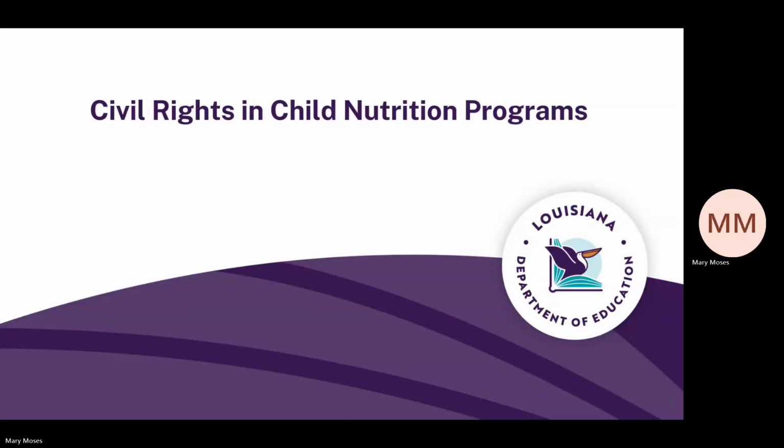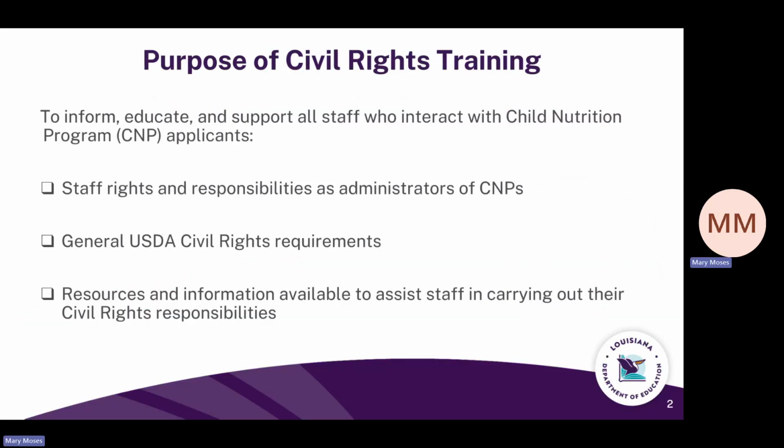Civil rights in child nutrition programs. The purpose of the civil rights training is to inform, educate, and support all staff that interact with child nutrition programs. This training will cover USDA civil rights requirements, staff responsibilities, and resources and information available to assist staff in carrying out their civil rights responsibilities.